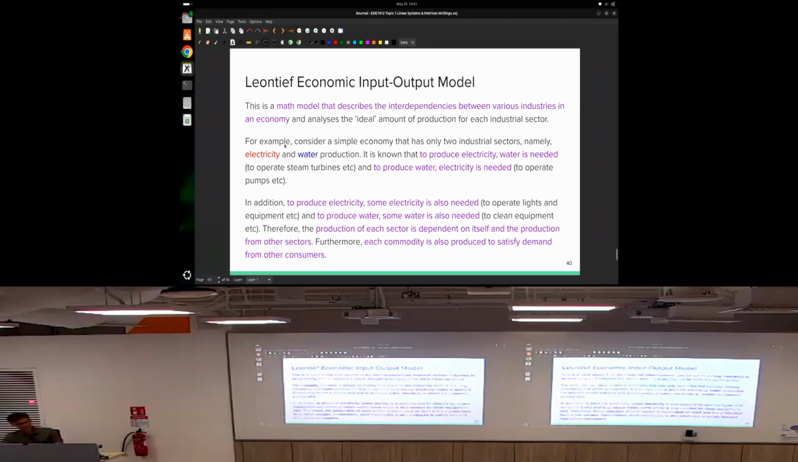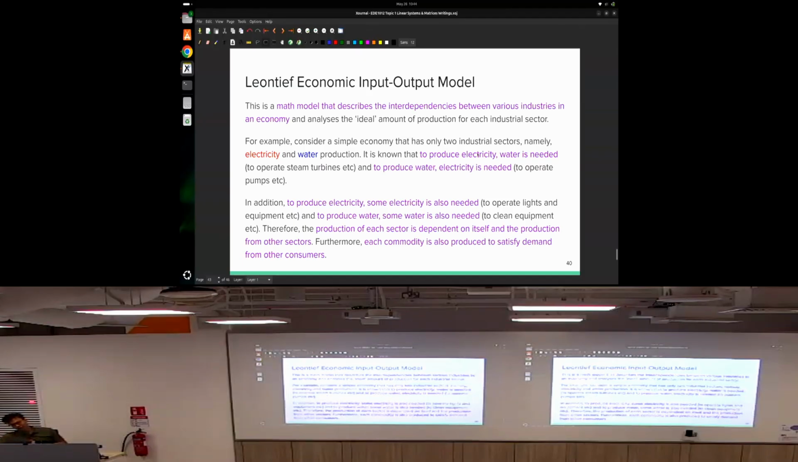So let's look at a simple example. Now you have a simple economy that has two industrial sectors. Let's say they just produce electricity and water. So they are necessities, like human needs. It is known that to produce electricity, water is needed. Why is water needed? Because how we produce electricity these days is usually using steam turbines. To operate steam turbines, you have to heat water. So you heat water, produce steam, then the steam goes through the steam turbine connected to a generator, then the generator will spin and produce electricity, usually in the form of alternating current. I think that's what we all know.